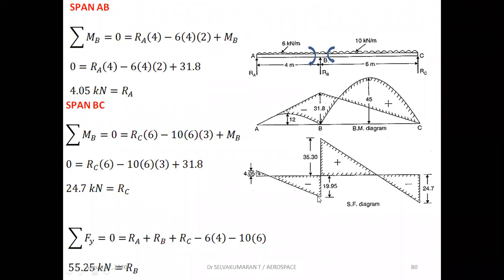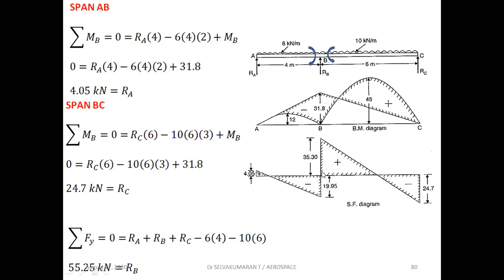At B, RB is acting upward, so plus: minus 19.95 plus 55.25, which is the RB value. If you add it, you will get 35.30 shear force, positive, at B. Then at C, 35.3 minus 10 into 6, you will get minus 24.7, and you complete the shear force diagram. Even when you start from right, you will get the same answer.